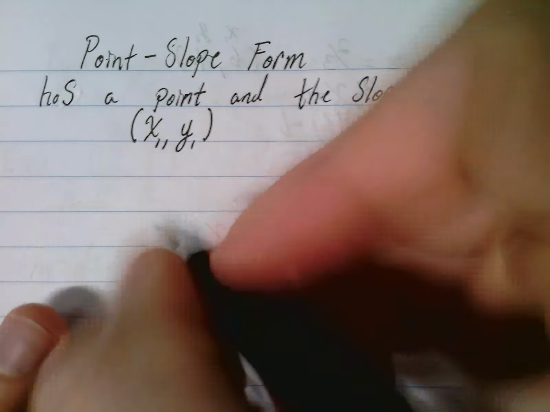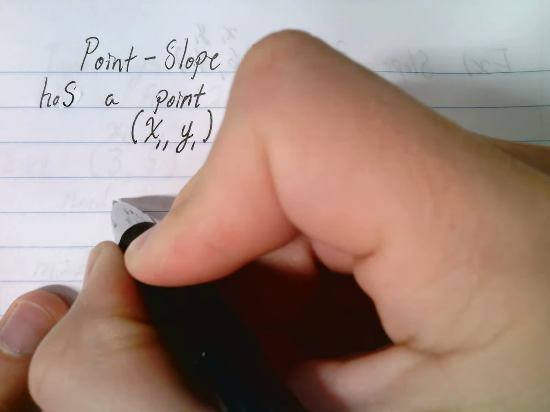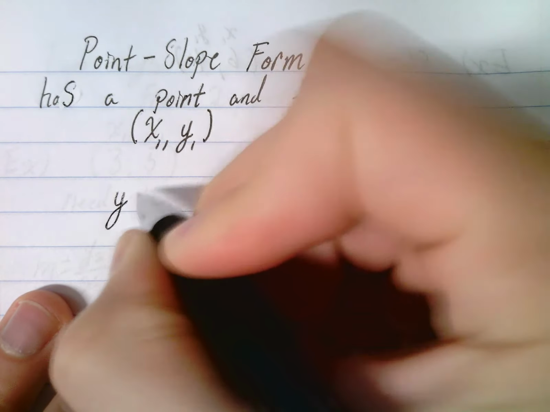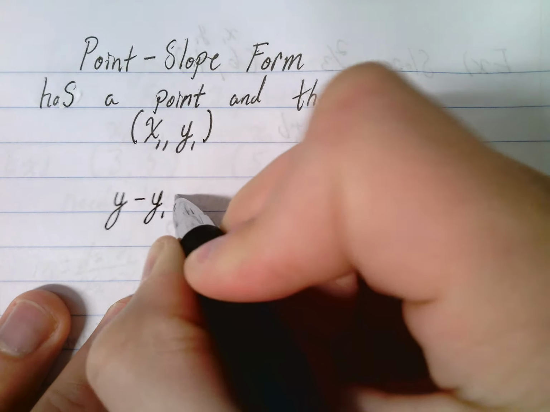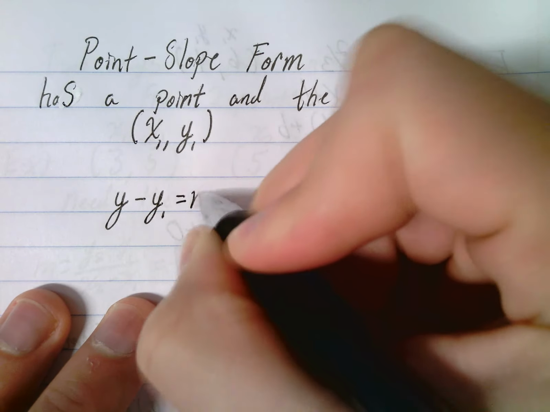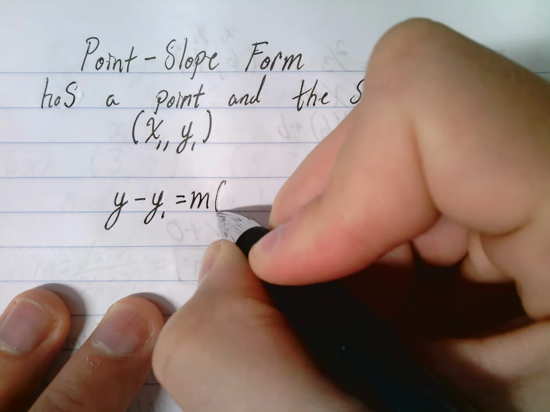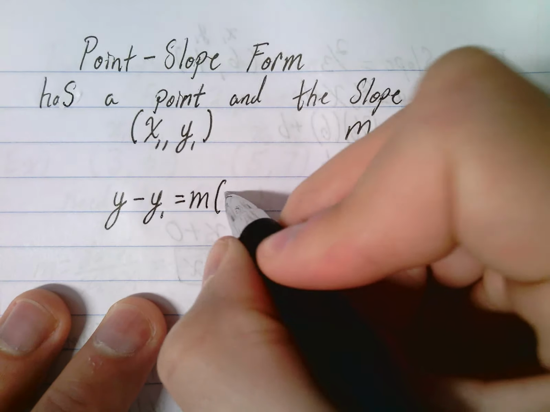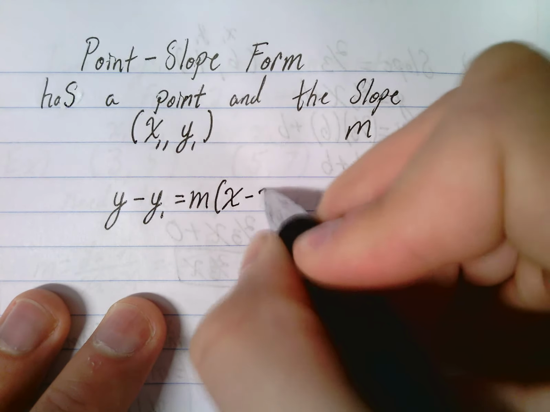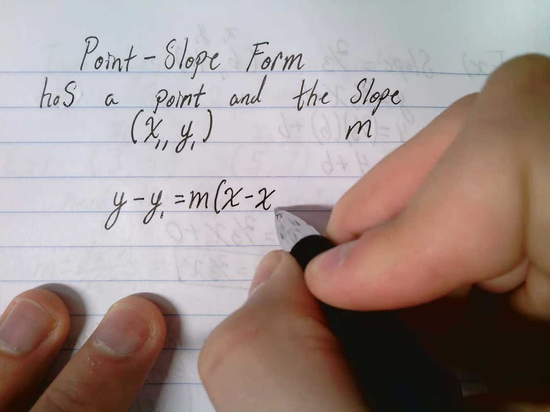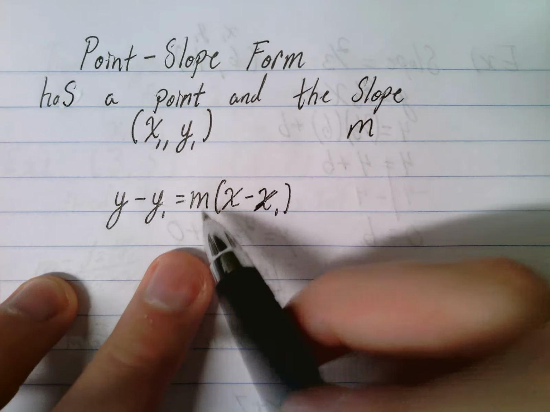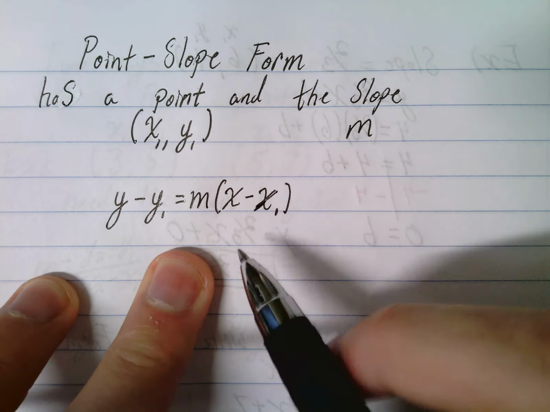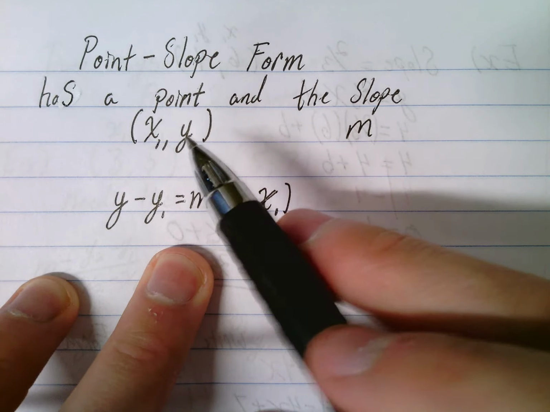So point slope form actually looks like this, and this is one that you'll have to remember as well. Y minus y1 is equal to m times the quantity x minus x1, where the m would be our slope and x1, y1 would be the point.